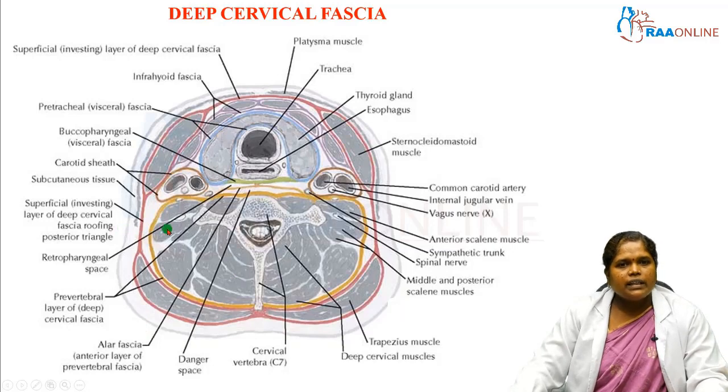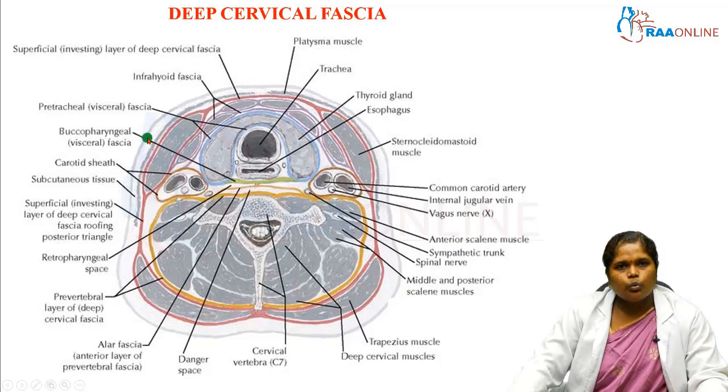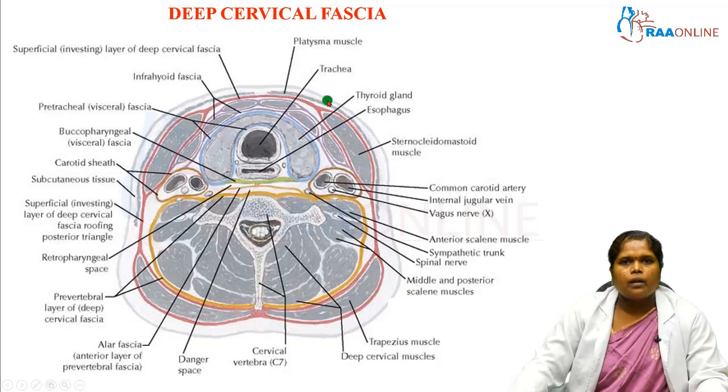Here you are seeing the transverse section of the neck. This is the anterior aspect and this is the posterior aspect, because you are seeing the vertebra here posteriorly and the luminal structures, that is trachea and esophagus, anteriorly. We have the outermost structure, that is the skin covering the neck. Then we have subcutaneous tissue and the platysma muscle. Deep to the platysma, we have this deep cervical fascia. Here you see a red color structure, that is the deep cervical fascia, and see, it is completely surrounding the neck.